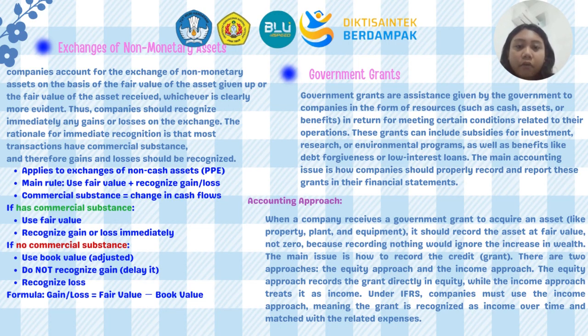Okay, the next is government grants. Government grants are assistance given by the government to companies in the form of resources, such as cash, assets, or benefits, in return for meeting certain conditions related to their operation. These grants can include subsidies for investment, research, or environmental programs, as well as benefits like debt forgiveness or low-interest loans. The main accounting issue is how companies should properly record and report these grants in their financial statements.